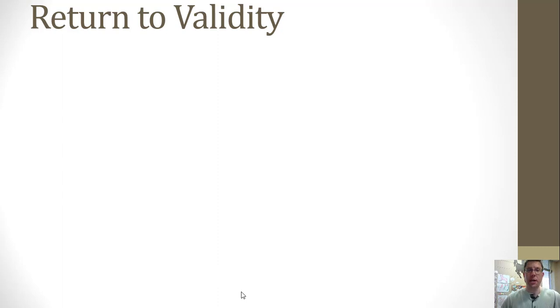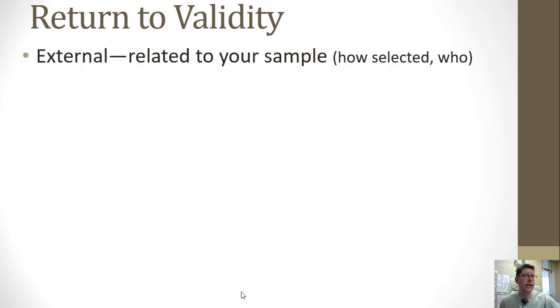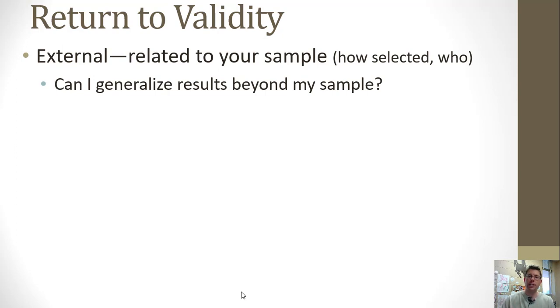Okay, so let's go back to validity. I'm going to talk about two different types, external validity and internal validity. External validity is related to your sample. It's how your participants were selected and who's in your sample. We've talked about this before in the sampling lecture. We have probability sampling techniques that give us representative samples, and we have non-probability sampling techniques like convenience samples. Okay, external validity is all about, can I generalize my results beyond my sample?